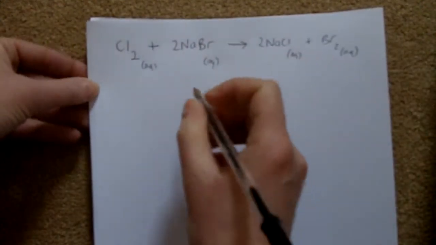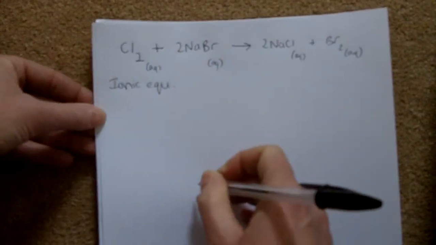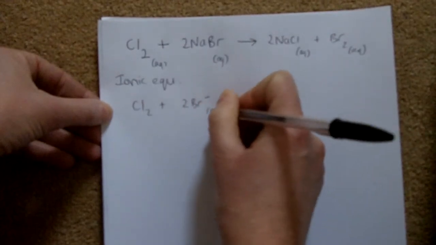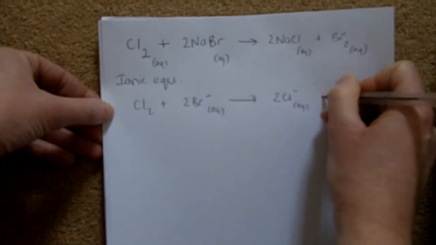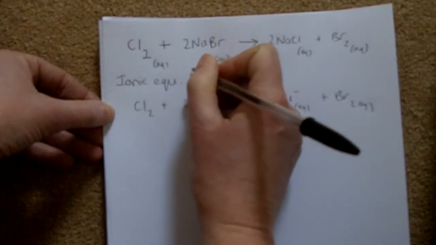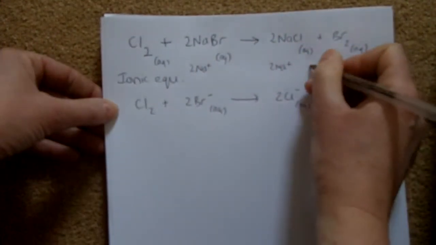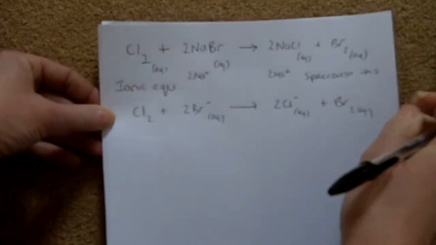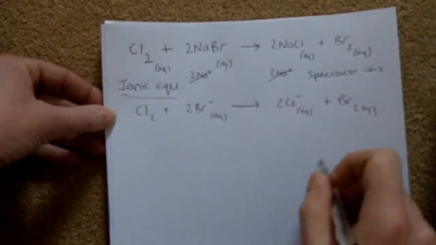So I'm going to write the ionic equation now. That is Cl2 plus 2Br minus gives 2Cl minus (aq) plus Br2 (aq). The sodium ions, the two sodium ions, are spectator ions. They're not involved in the reaction, and they just cancel out. So now we've got the ionic equation.